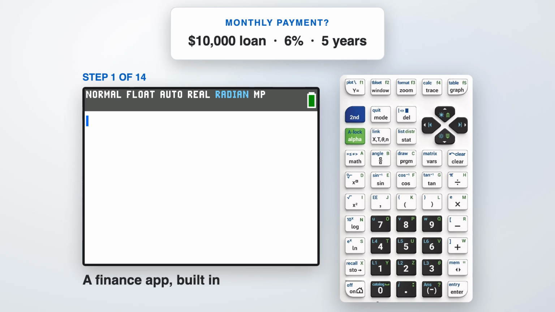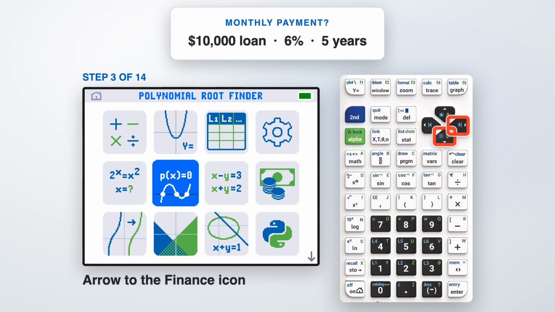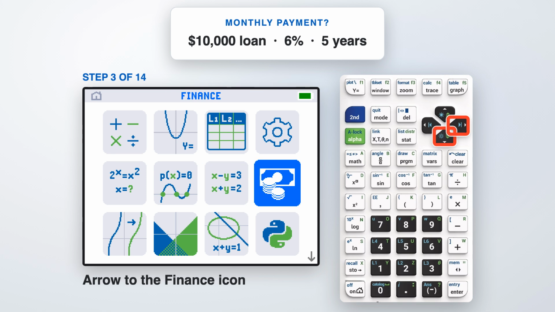Your TI-84 Evo has a finance app with a TVM solver built into it, and it'll work out a loan payment for you without the formula. It's one of the apps on the grid. Press the On key to bring that grid up. Arrow across to the green money icon. The bar along the top names it Finance.